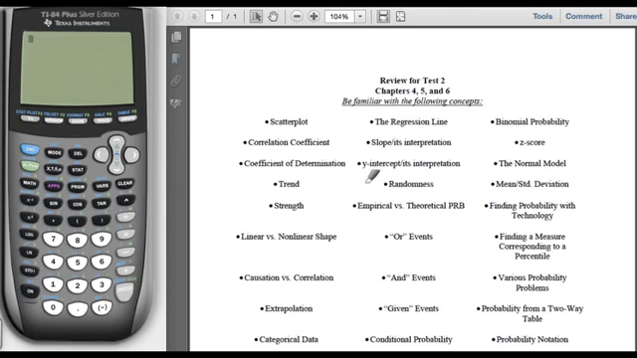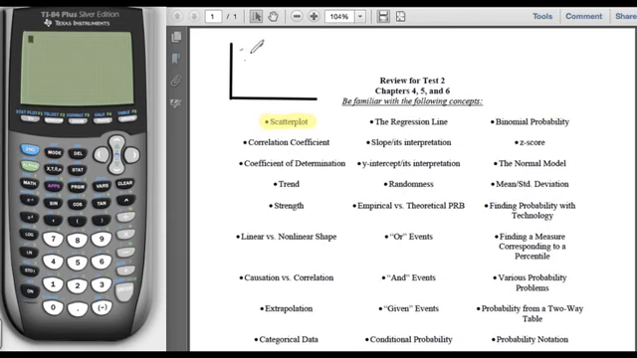You don't have to know word for word formal definitions, but be able to recognize these terms when you see them on the test. I want to go over a few of these specifically to clarify how I expect you to use these. Recall that our scatter plot is from chapter 4. That's our way that we analyze bivariate data.